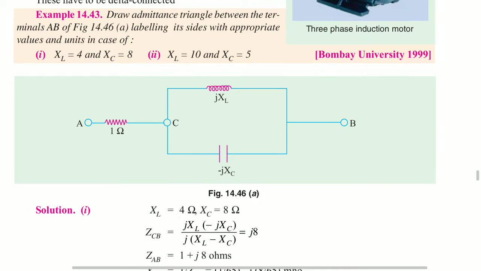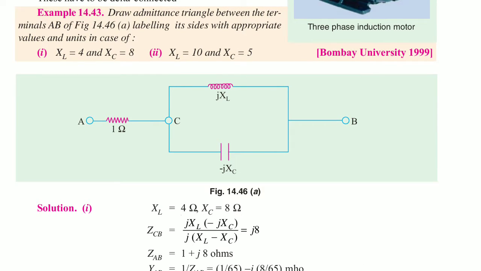So, a simple problem. Read the problem. Draw the admittance triangle between the terminals A and B of figure 14.46a, labeling its sides with the appropriate values and units in each case.